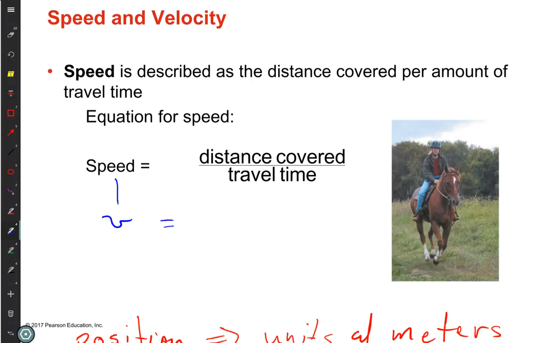No. Since you knew the word, I was thinking maybe you did. Does anybody know the difference in speed and velocity?